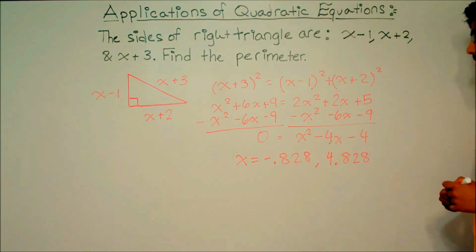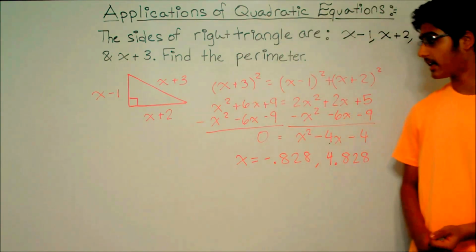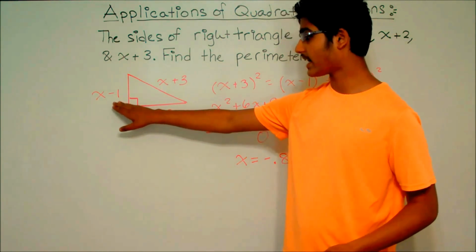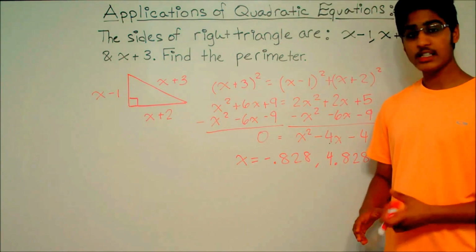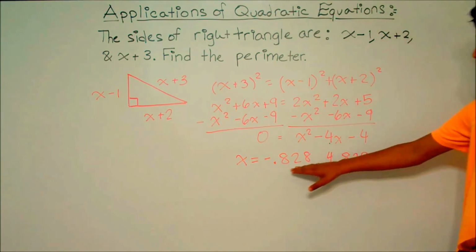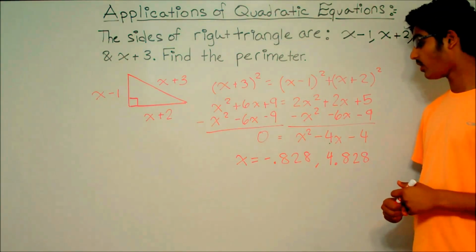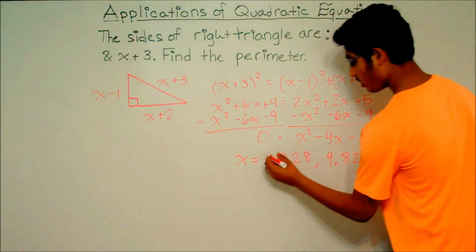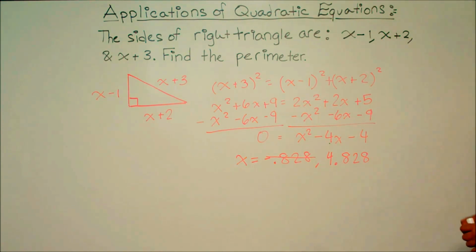So now we have a dilemma. Which root do we use? Remember how in the beginning we said that this is the shortest side because x minus 1 still has to be positive. Well, if each of the lengths of the sides has to be positive, then we know negative 0.828 is not an option because negative 0.828 minus 1 is negative 1.828, which cannot be the measure of the side. So that means that x is equal to 4.828.